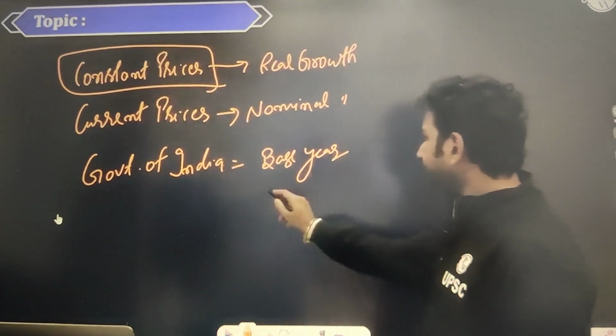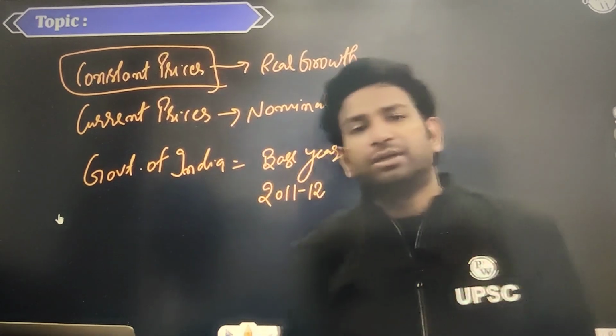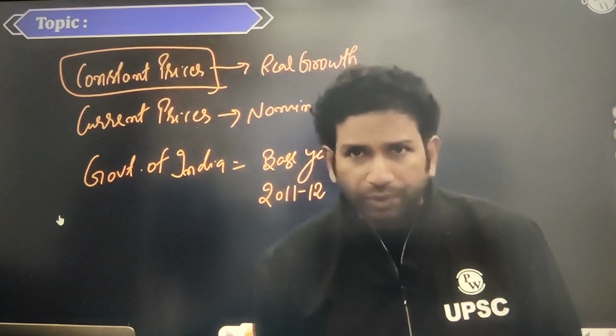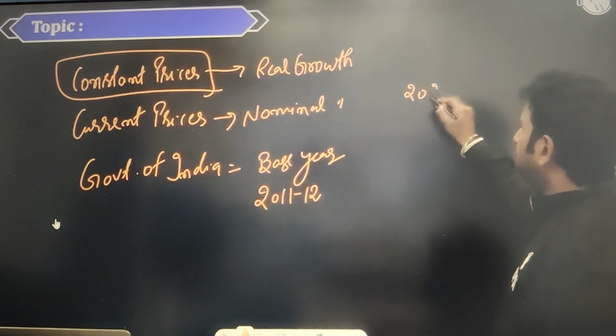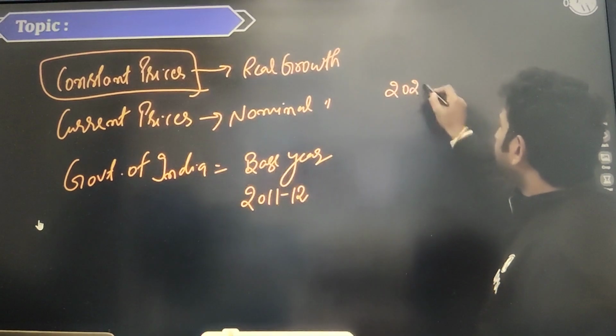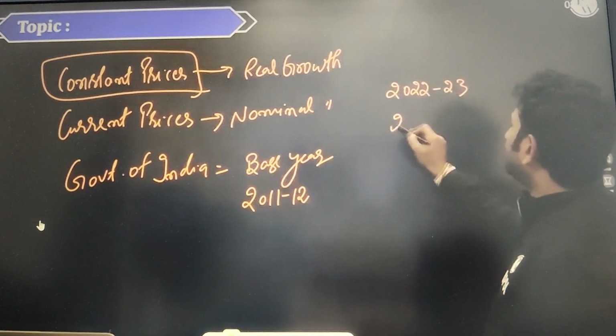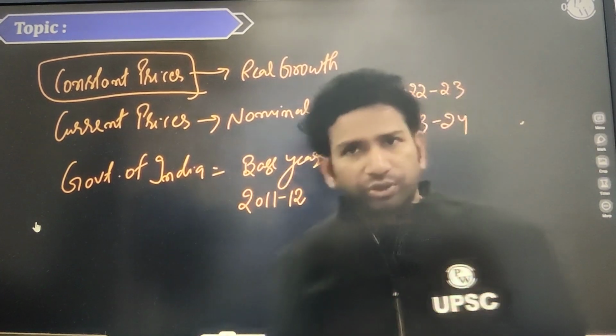So currently, the government is following a base year of 2011-12. That is almost 13 to 14 years old. Okay. So now imagine I need to know the growth between these 2 years. Currently 2023-24 is going on, as you know.